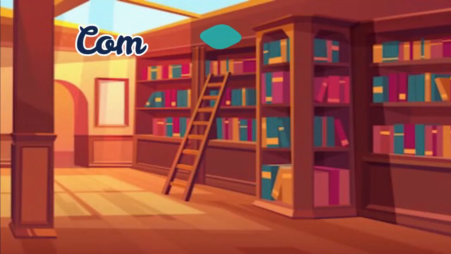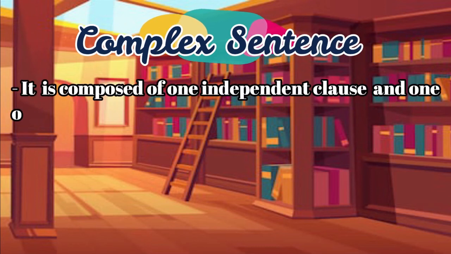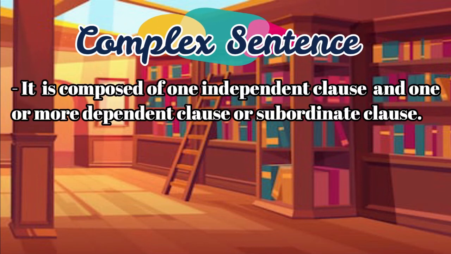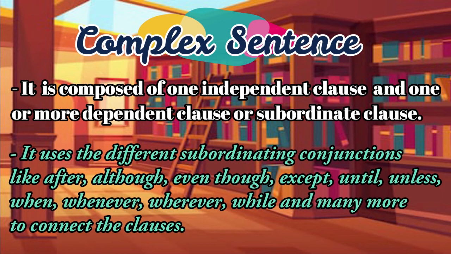Lastly, we have a complex sentence. Complex sentence is composed of one independent clause and one or more dependent clause or subordinate clause. It uses the different subordinating conjunctions like after, although, even though, except, until, unless, when, whenever, wherever, while, and many more to connect the clauses.